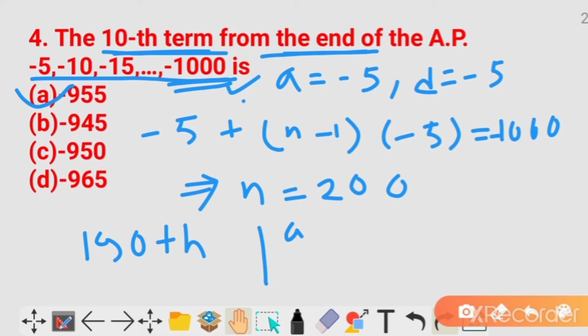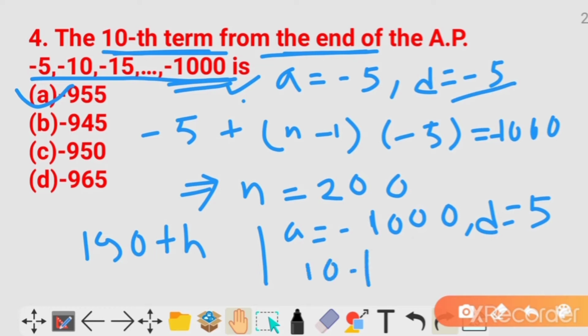So then a will be minus 1000, and d will be 5. Instead of minus 5, d will be 5. And then we have to find out the 10th term of the reverse series.